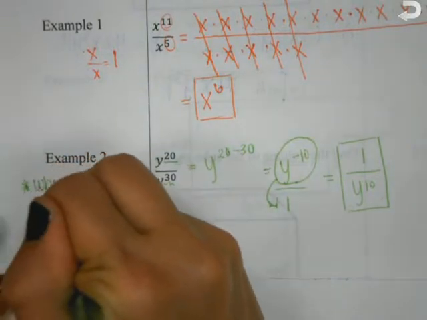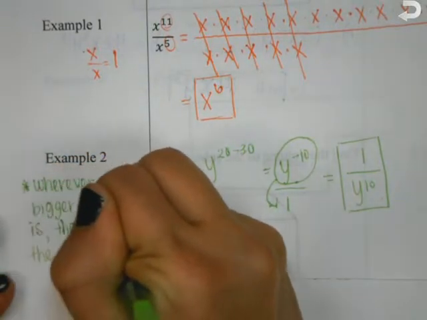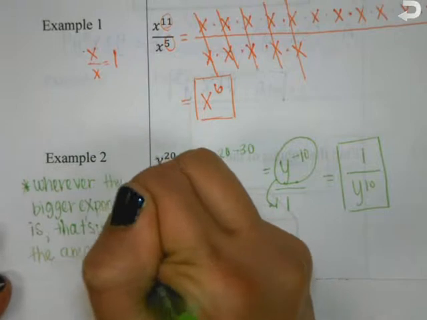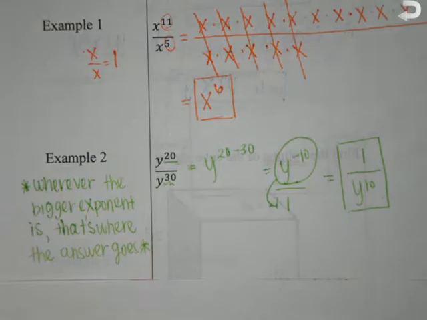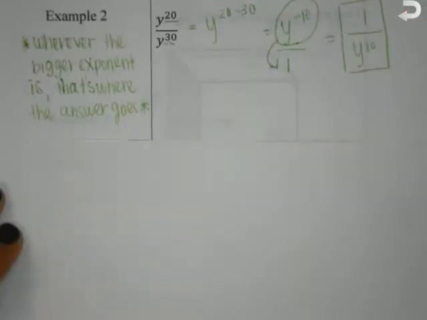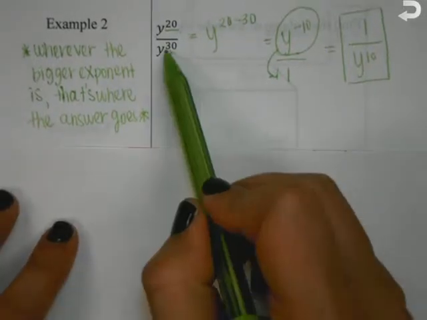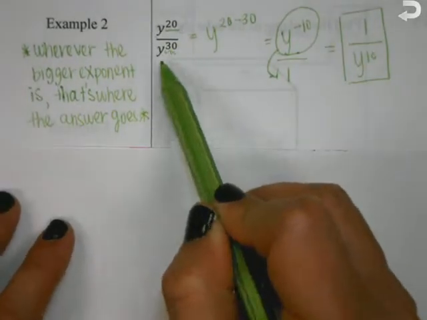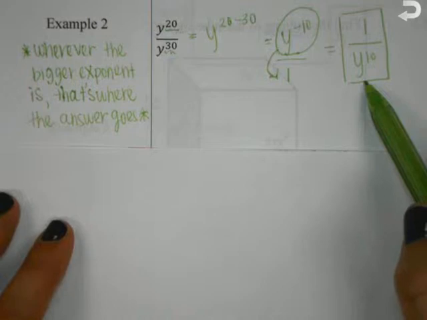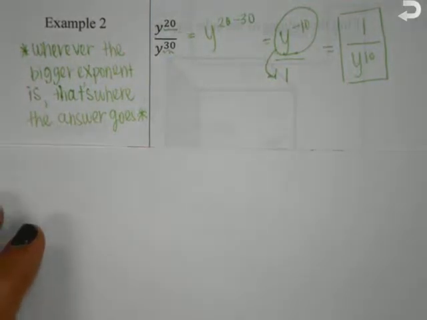I can't think of a more sophisticated way to say that, so that's just what we're going to write. Wherever the bigger exponent is in the problem, that's where your answer goes. So in example 2, 30 is bigger, so we knew that all of our y's were going to end up on the bottom. And then we can just subtract like normal.